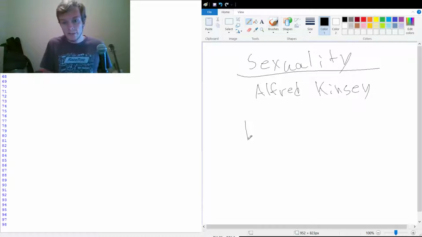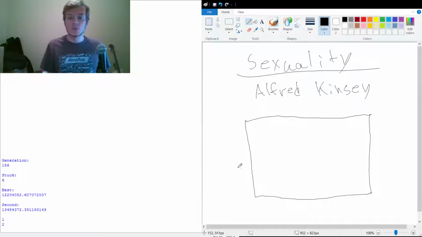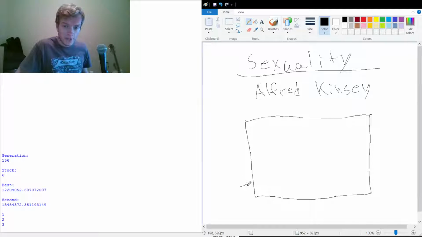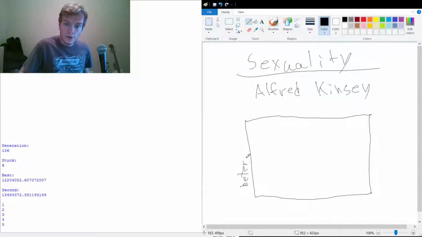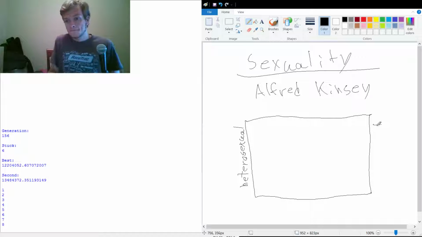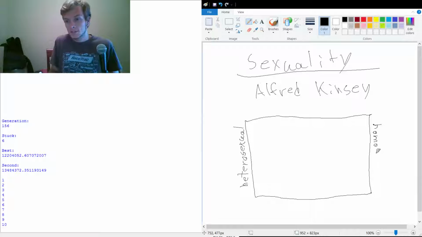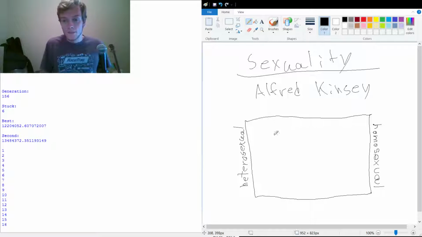And so this scale, I'm just going to draw it out, but essentially it's somewhat of a rating of someone's sexuality in terms of their heterosexuality. So I'm going to try and write sideways here. Failing. Heterosexual and homosexual. I'm working on it. Okay, that may look bad, but okay.